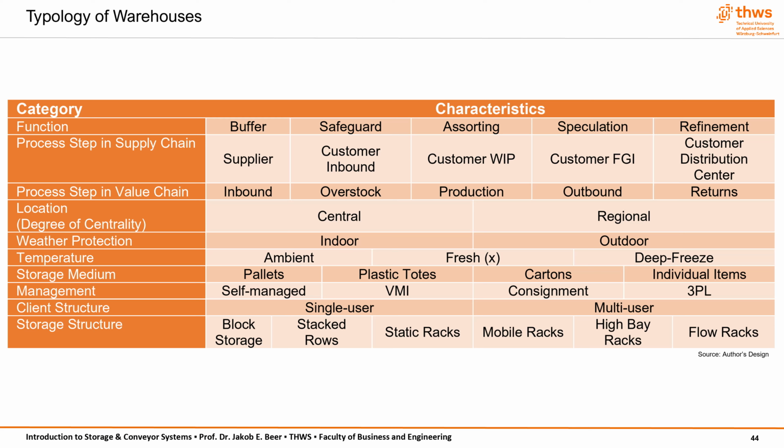Next comes the degree of centrality. In other words, how central or regional the warehouse location is. Central warehouses serve multiple regions or even countries from one site. They benefit from economies of scale and centralized inventory control, but usually involve longer transport distances to the final customer. Regional warehouses are closer to the point of use. They enable faster response times and more flexible deliveries, but require more stock to be spread across multiple locations.